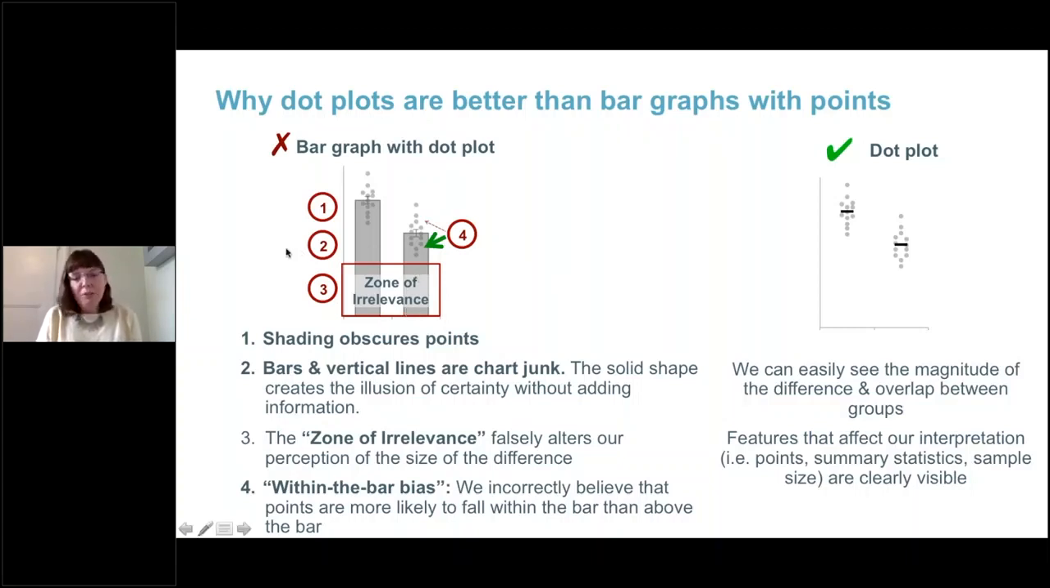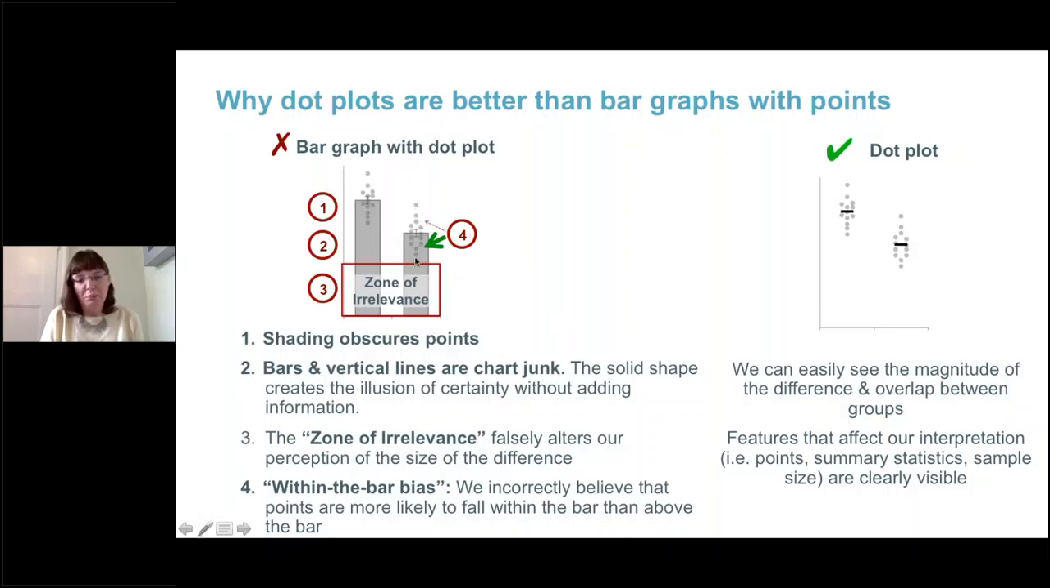The third, if you have a zone of irrelevance in your data set, then this falsely alters our perception of the size of the difference between groups or the amount of overlap between groups. And again, this doesn't apply to every variable. Not every variable will have a zone of irrelevance. The last thing is something called within the bar bias, and this is where we incorrectly believe that points are more likely to fall within the bar than above the bar.